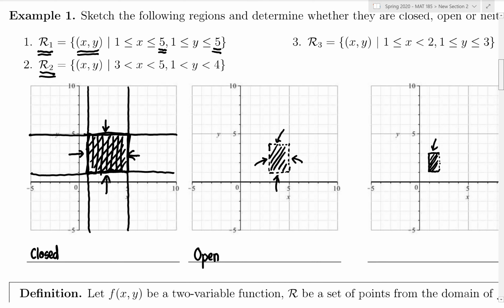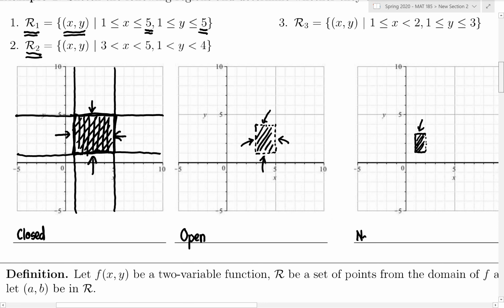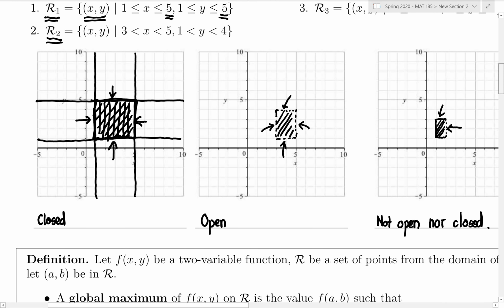So this is not open. The question is, can it be closed? For it to be closed, remember, it should include all of its boundary points. And if we look at this portion where x is equal to 2, that part of the boundary is not included. So this one is neither open nor closed. Again, that can happen. So you could have a closed region, an open region, or a region that is neither open nor closed.